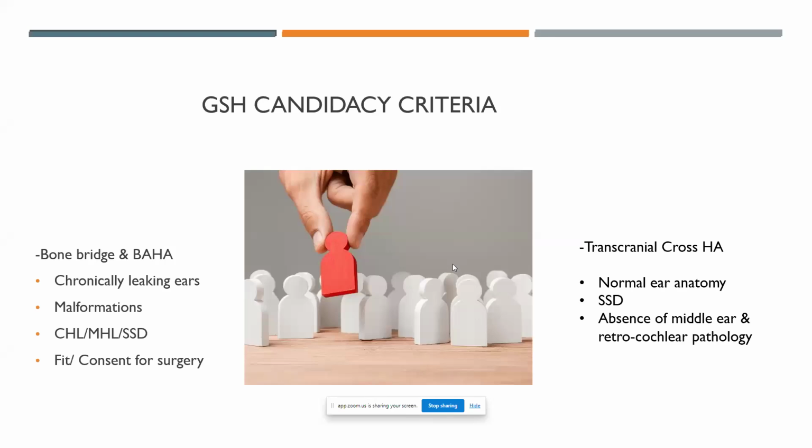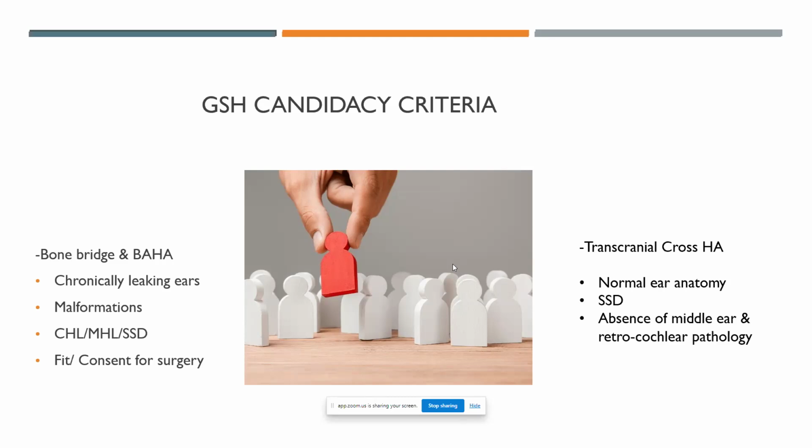And just looking at expanding on the candidacy criteria, for the people who we're looking at a bone bridge for them or a surgically implanted device. We're talking about people who cannot wear conventional BTE hearing aids because maybe there's malformations, microtia, atresia, or they have chronically leaking ears, so they just can't keep a hearing aid in their canal or an ear mold in their ear canals. We're looking at conductive hearing losses, mixed hearing losses, and sometimes single-sided deafness.